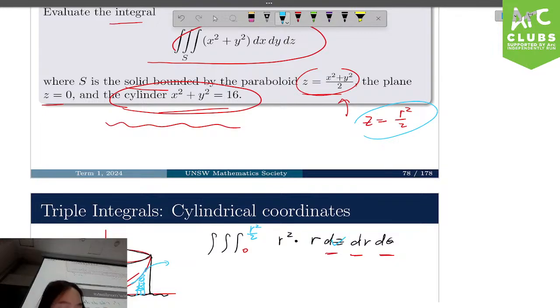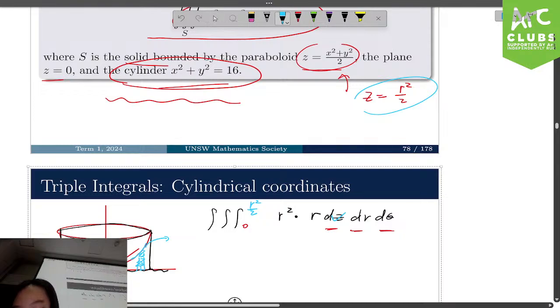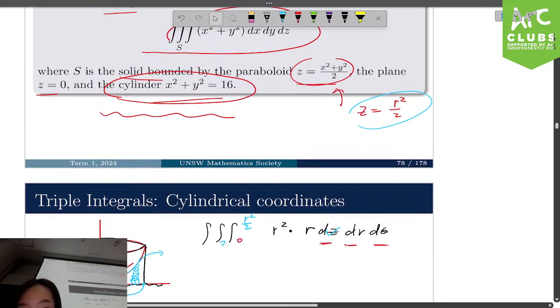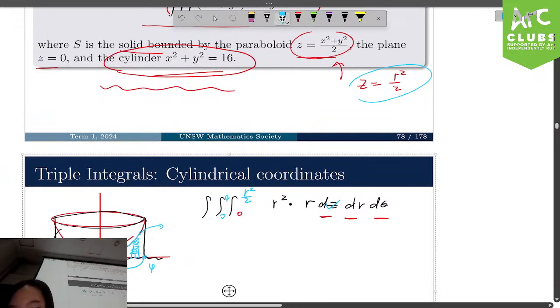How about our r? R is not bad because it's starting from the origin. All the way to here, origin is 0. All the way to here, we have the cylinder x squared plus y squared equal to 16. That means here is 4, right? Our radius is 0 to 4. And finally, we need to rotate, right?